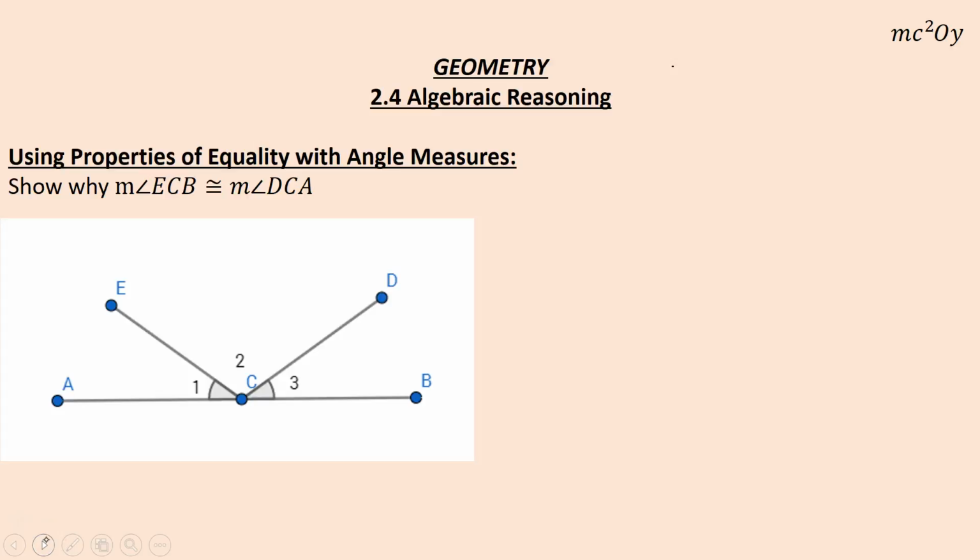Okay, well now let's try to deal with an actual picture. So we have this picture, and what we need to do is show that the measure of angle ECB is congruent to angle DCA. And so the first thing we could do is we could see that angle 1 is congruent to angle 3.